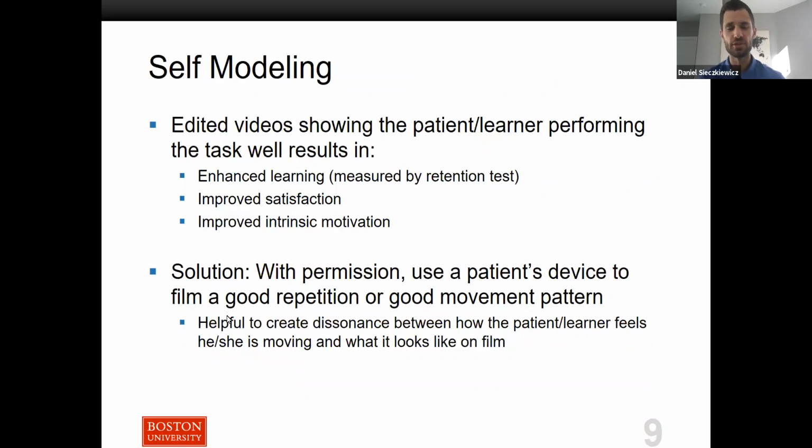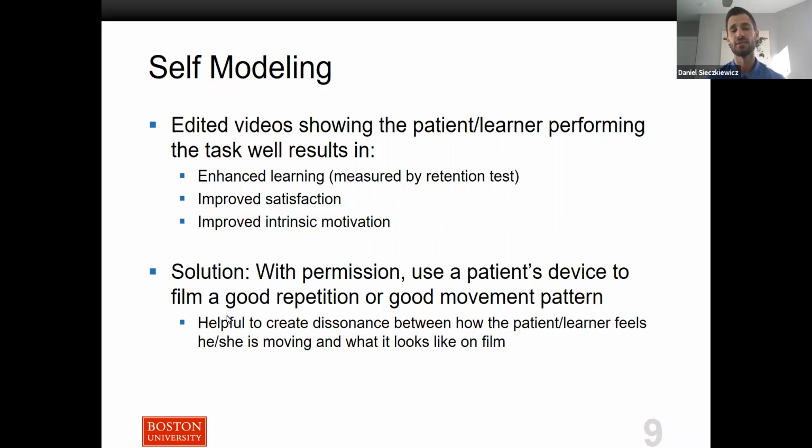Self-modeling is difficult to achieve in the clinic. Experimentally, they've edited videos showing the patient or learner performing the task well. Even if they didn't do it well, they edited video to make it look good. And this was shown to enhance learning, again, measured by a retention test, improve satisfaction of the learner, and improve intrinsic motivation of the learner.